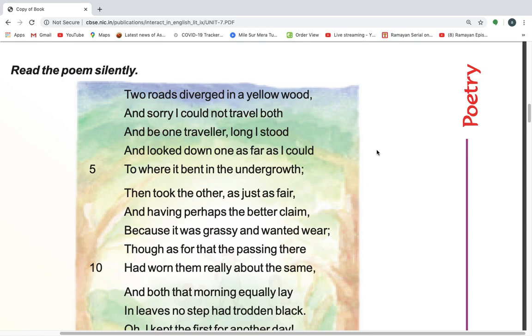And be one traveler, long I stood and looked down one as far as I could.